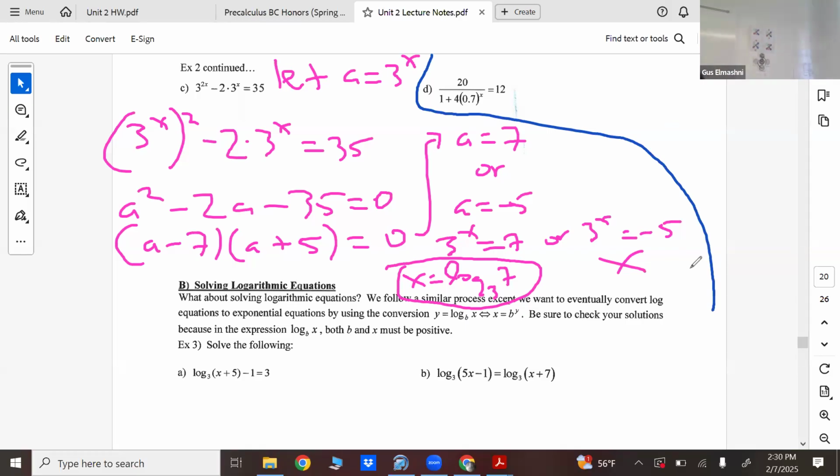So for part C, let A equal 3 to the x, you get A squared minus 2A minus 35, factor it. It's very easy. So A equals 7 or -5. However, we bring 3 to the x back into the fold. 3 to the x can equal 7. Great. Log base 3 of 7 is x. 3 to the x cannot equal -5. I can't multiply 3 a bunch of times to make it -5. It's impossible. I can't multiply a positive number over and over again and make it negative. Just can't do it. So no good.